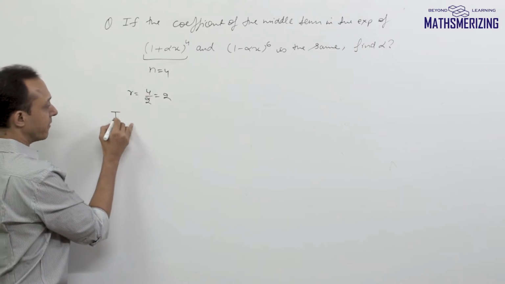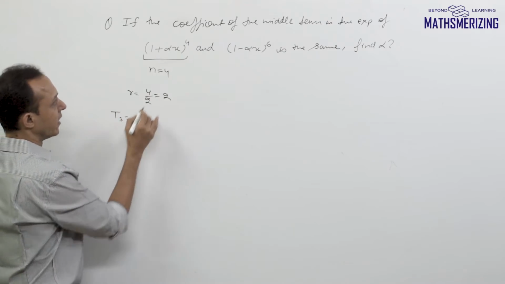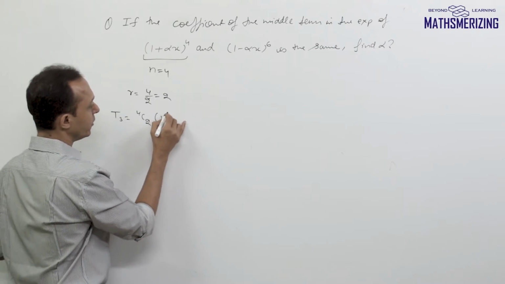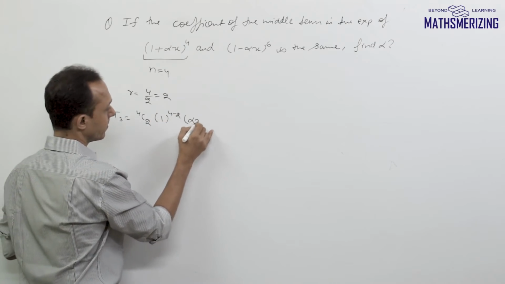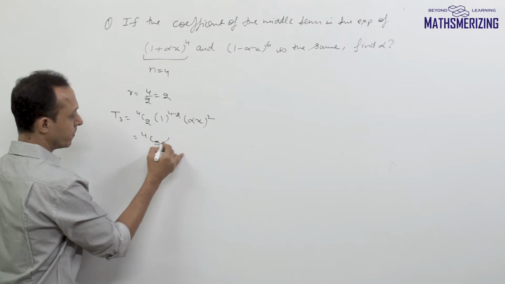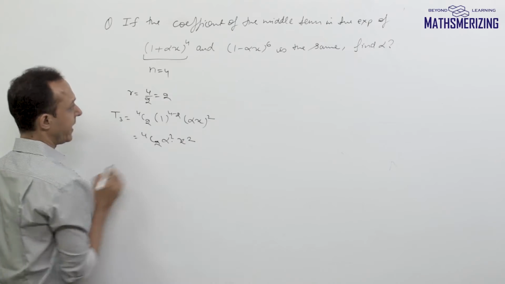So this term will be given by t3, and it will be 4C2 into 1 to the power 4 minus 2 and (alpha x) whole square. So this is 4C2 alpha square into x square.